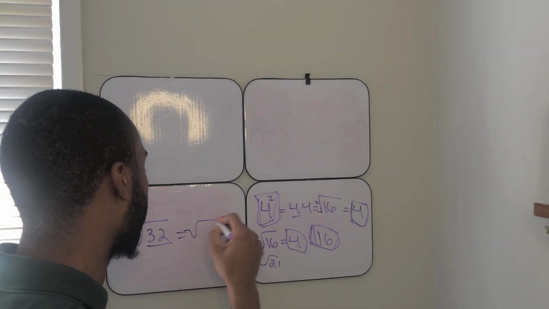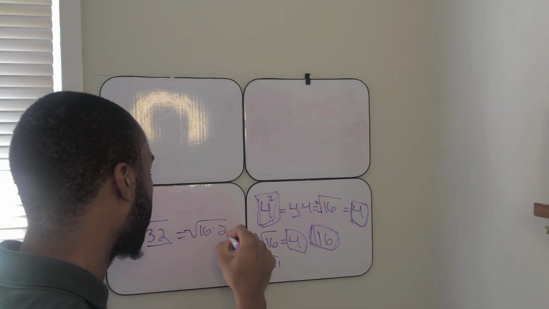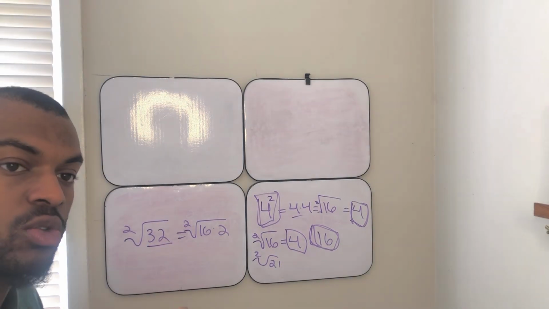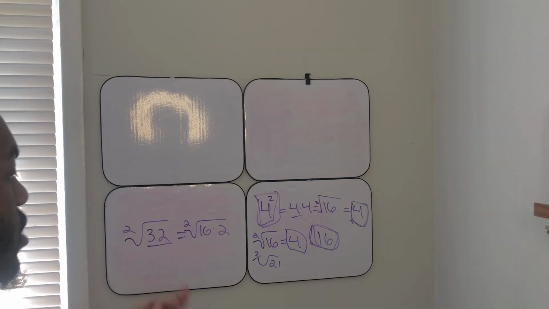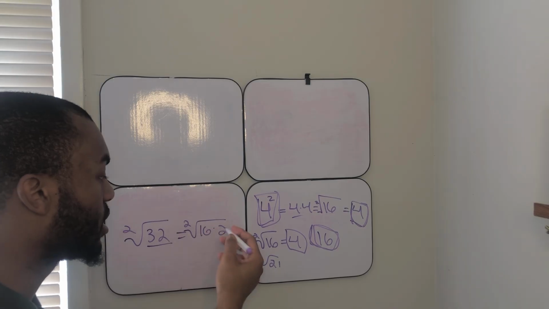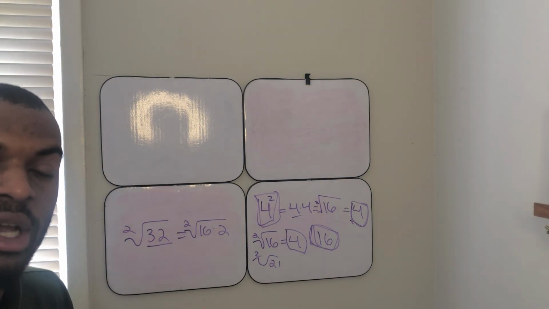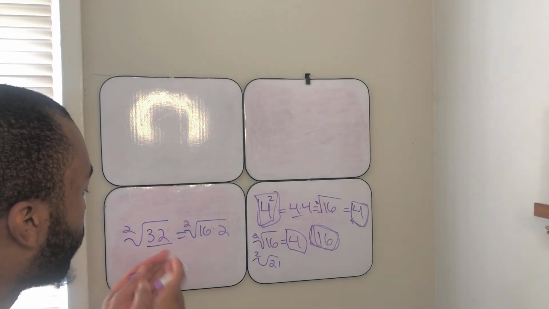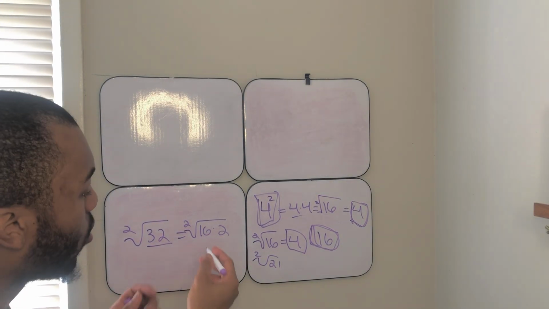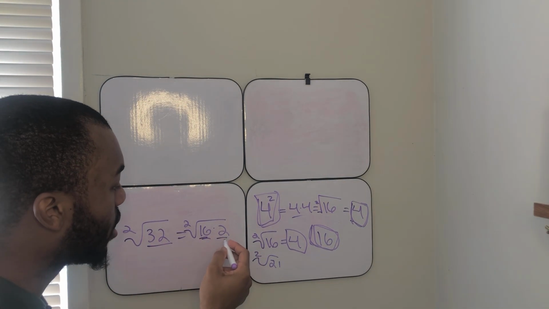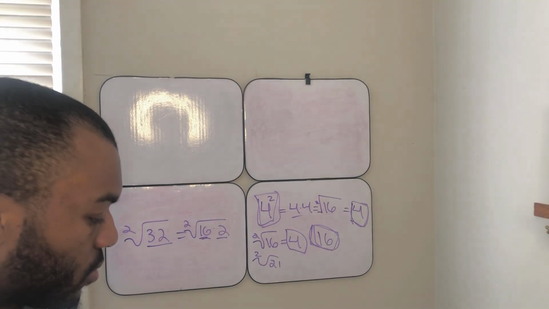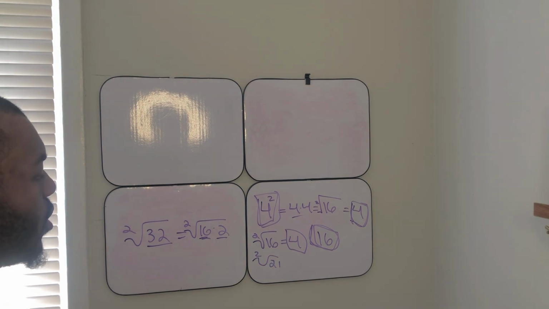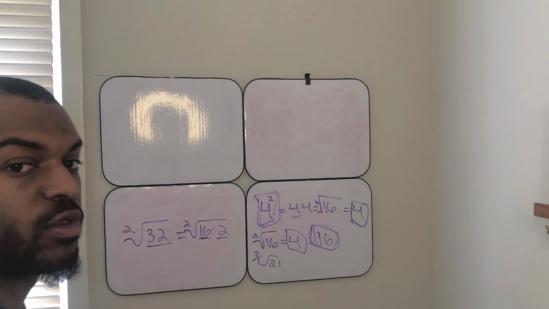I'm gonna show you right here. 16 times 2. It's the same thing. Now these two things are equal because 16 times 2 is 32. So the square root of 16 times 2 is the same as this right here. Now that we broke this 32 up, we got one perfect square and another non-perfect square, which is what we want, because now we can take the square root of this perfect square pretty easily.